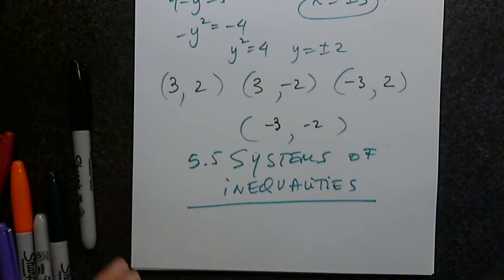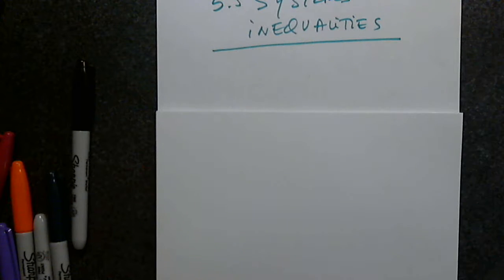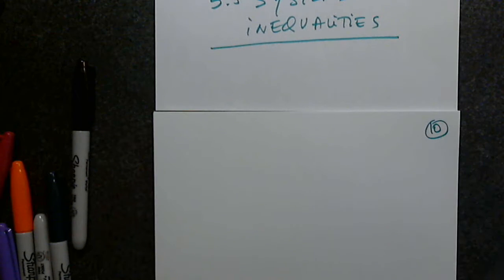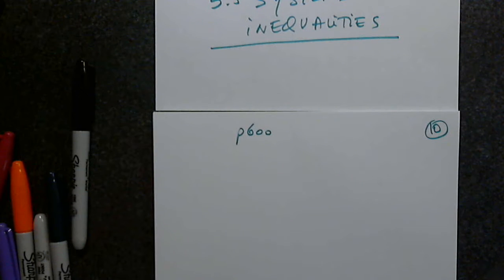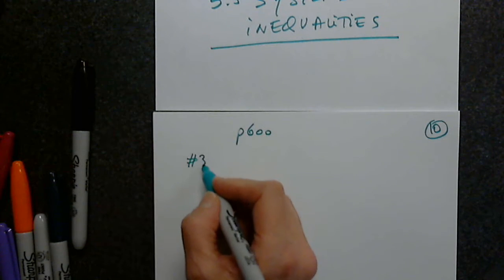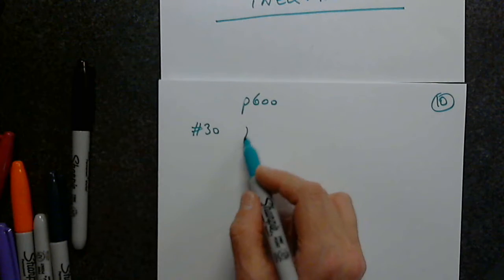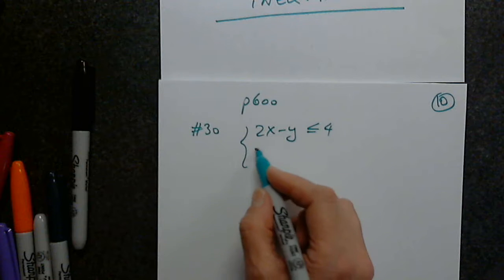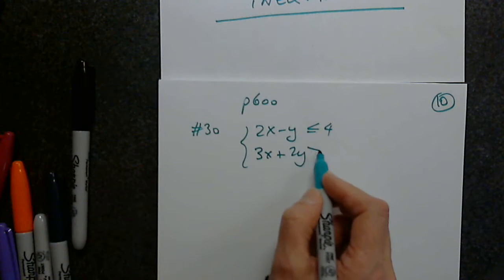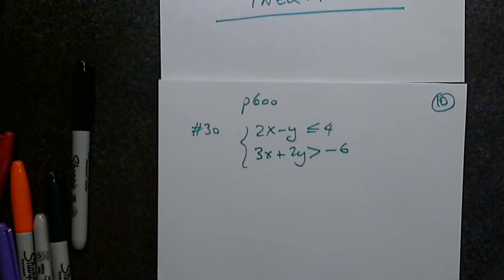Okay, so let's start. I'm sure you've seen this before in the previous classes. So we're going to look at linear systems of inequalities, and then we're going to look at nonlinear. On page 600, let's start with 30. And we have a system of 2x minus y less than or equal to 4, and 3x plus 2y greater than -6.